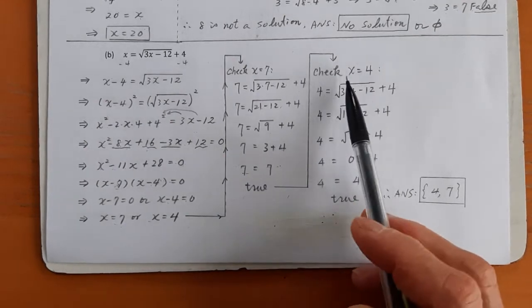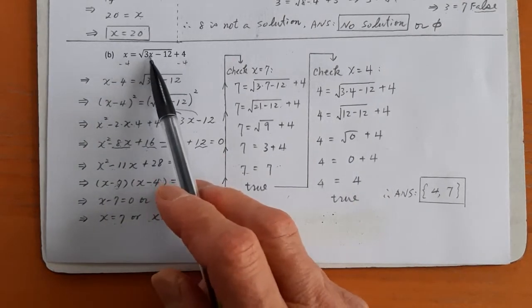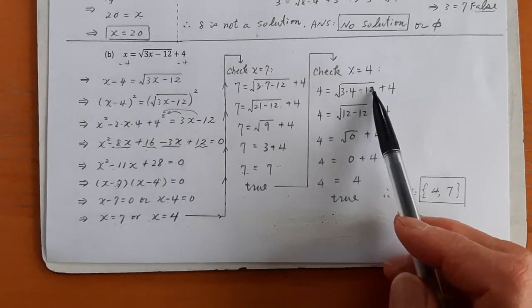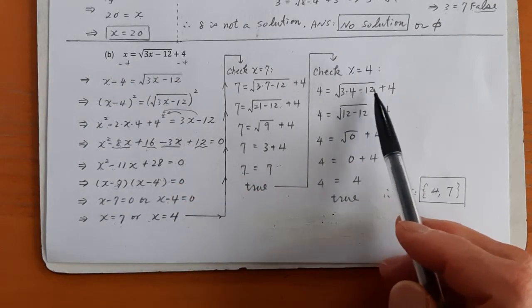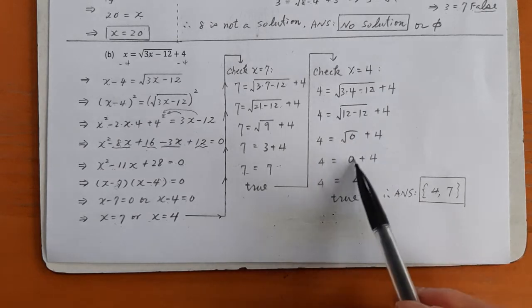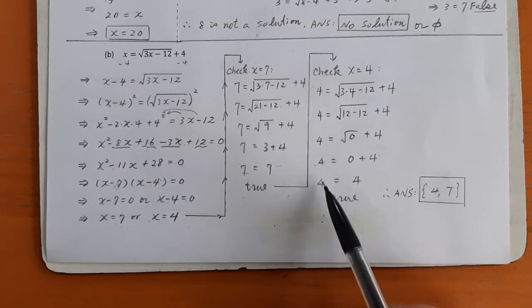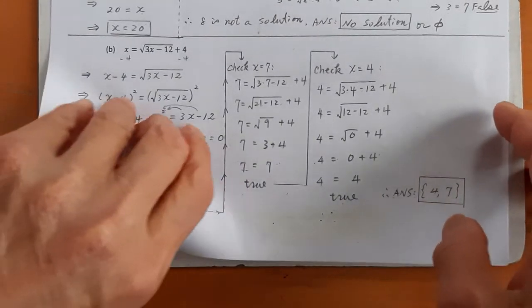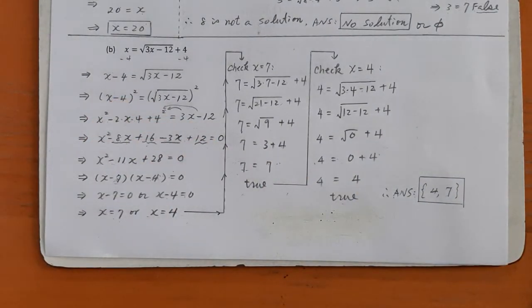Then check x equals 4. Plug in x: 3 times 4 minus 12. 3 times 4 is 12, minus 12 is 0. Take the square root, it's 0. Add 4 equals 4. 4 equals 4. True. So the answer is 2 solutions, and 4 and 7 are the solutions.